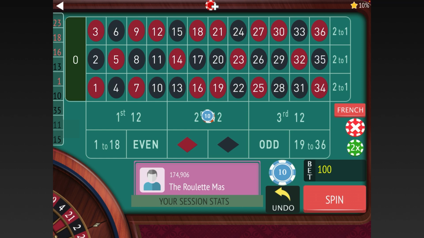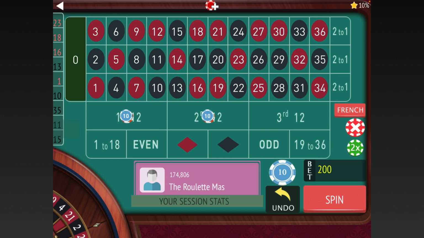100 on second 12 and 100 on first 12. So we'll assume that we lost enough to get up to 100, which can happen easily. So that's 10 units each, or 20 total units. You've got a $200 bet.